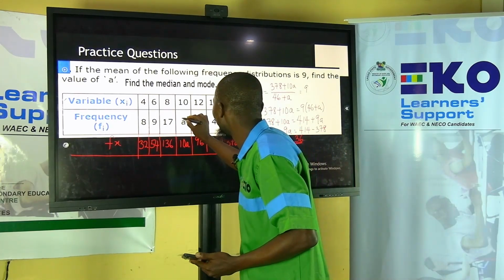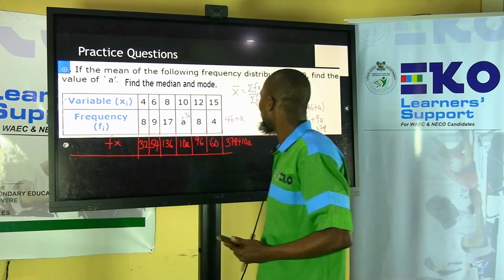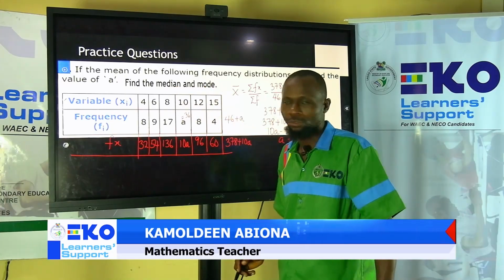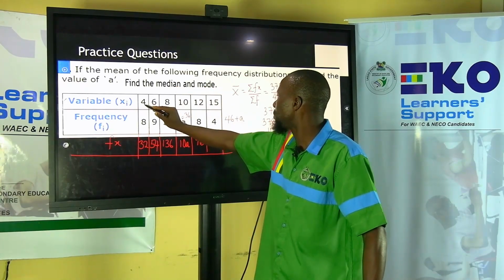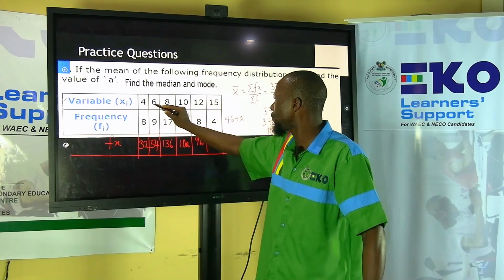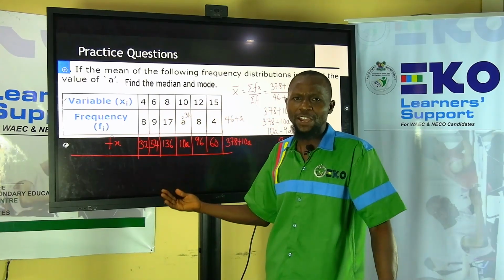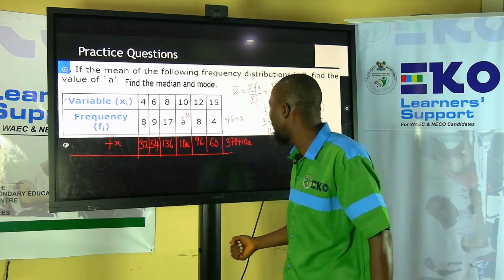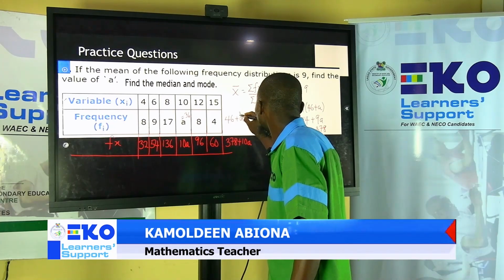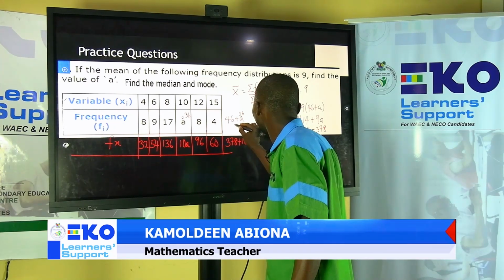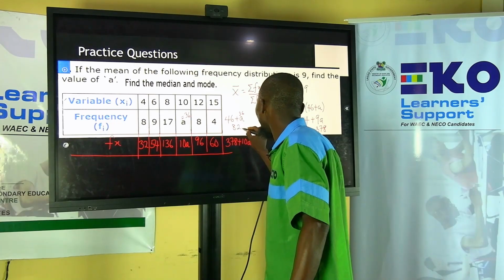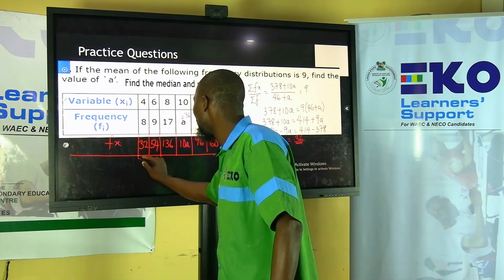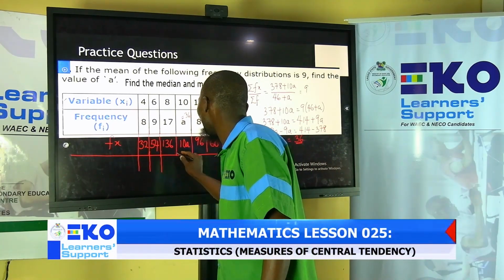So here I have 36. It makes it easier to find the median and the mode. For the median, the data must first be arranged. Is it arranged orderly? 4, 6, 8, 10, 12, 15. Well arranged. Then we pick the middle number. When we add 36, the total is 82. So if the total frequency is 82, the middle number is 41. Let's see where our cumulative frequency gives 41 or more.